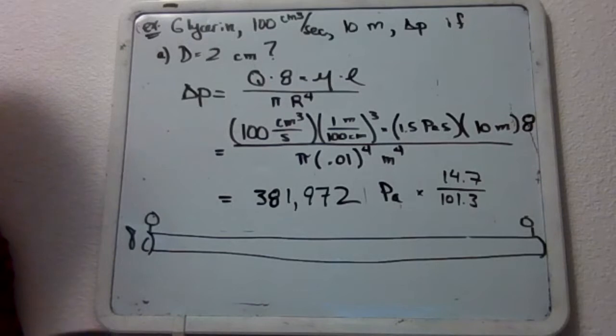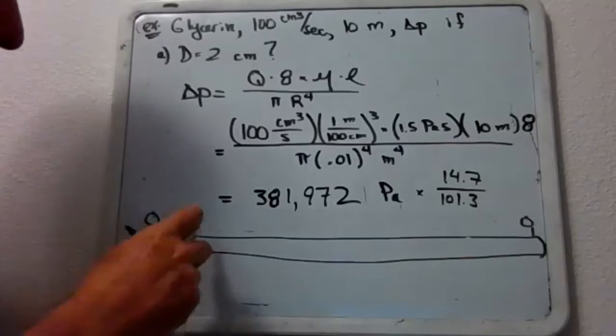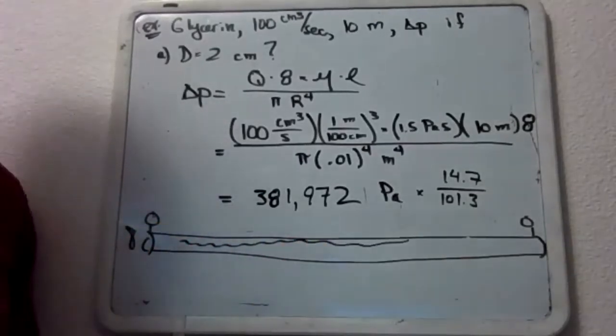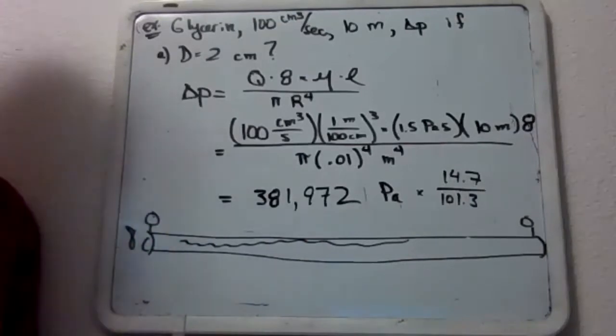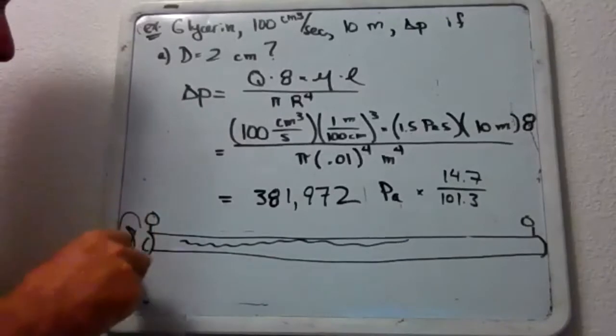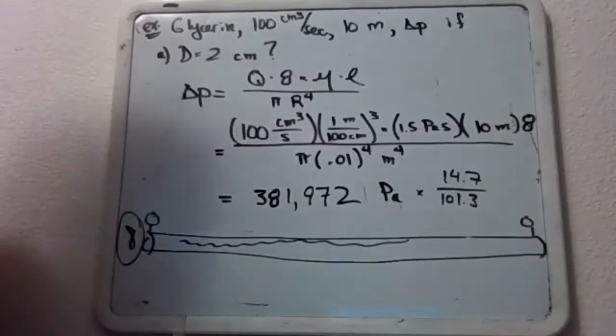Okay, so this glycerin, as it goes from here to here, is losing about 55 psi. Losing about 55 psi. You can think about that as energy or pressure. Hey, we're going to need a big pump. We're going to need a magnum pump to do that.